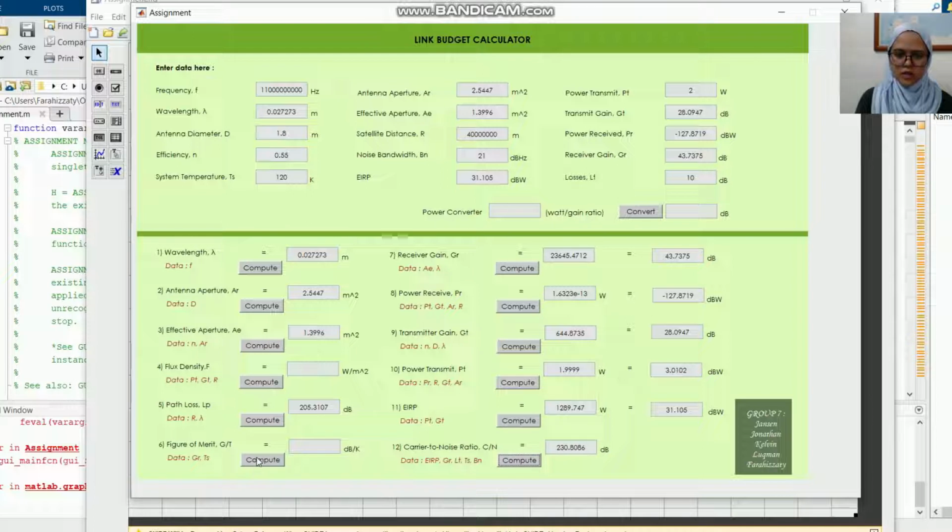Okay, now all the calculators are complete. The function is, if we want to change from the unit test or from something to dB, we can use this converter. So we change it to convert to dB. So that's all for demonstration. Thank you.